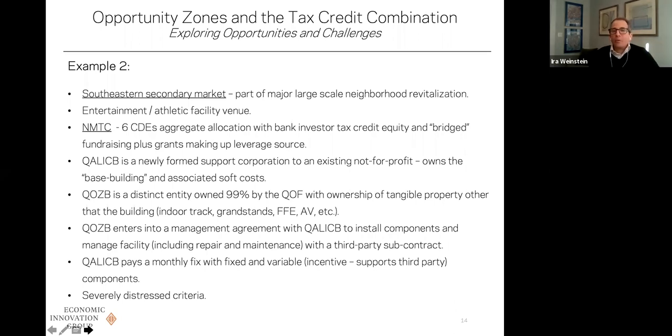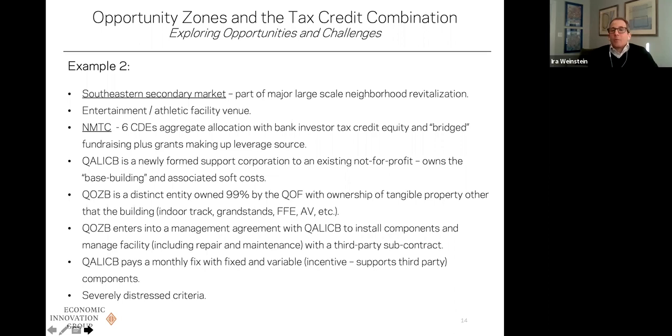This is the example I alluded to earlier, where the borrower under the new markets was a newly formed support corporation to an existing nonprofit. And that entity itself is a not-for-profit, and they own the base building and the associated soft costs. So that's how the separation was done. So rather than combining things where it was new markets equity through the structure, new markets equity was coming sort of side by side here, or in the prior deal, rather. In this case, it's literally coming to different components. So the QOZB was a different entity from the Qualic B, and the QOF owned 99% of it.